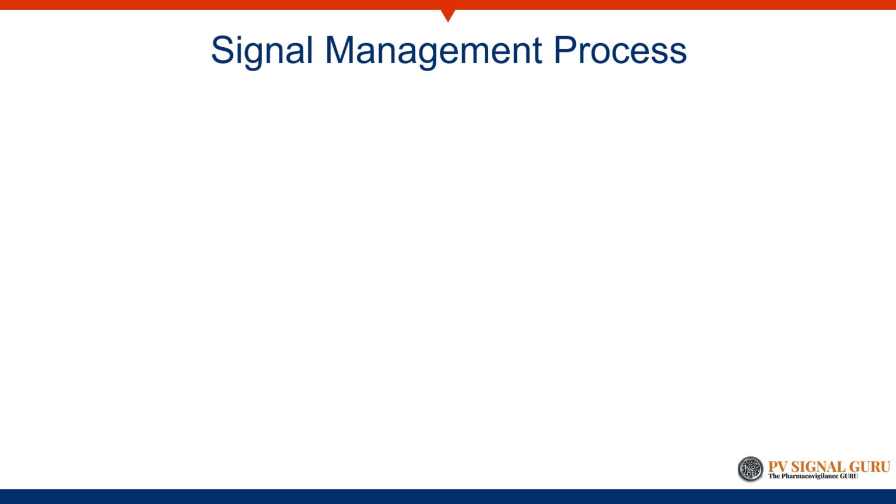Now that we've explored what a signal is, its various sources, and how these sources align with both ICSRs and PBERs, it's time to dive into the signal management process. This process is a critical component of pharmacovigilance, ensuring that potential safety concerns are identified, evaluated, and acted upon effectively.